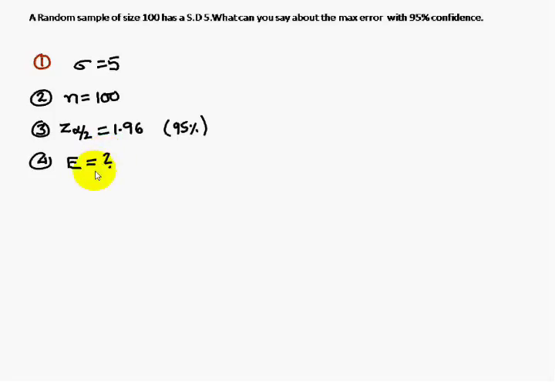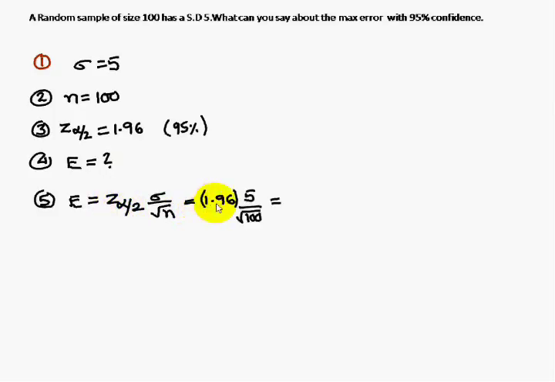The formula you have to use to find E is E equal to Z alpha by 2 into sigma by root n. Z alpha by 2 is 1.96, standard deviation is 5, n value is equal to 100. If you substitute, you are going to get 0.98. Therefore the maximum error is 0.98.